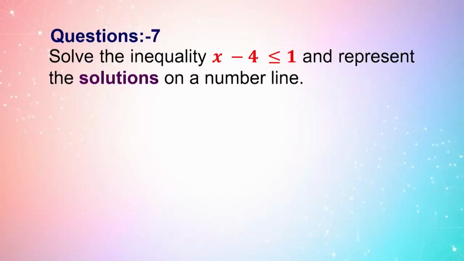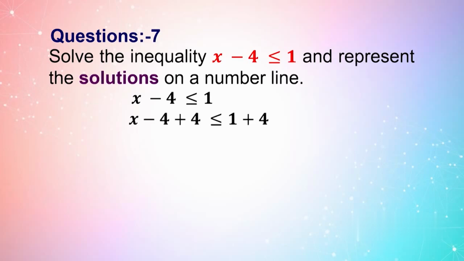What is question number 7? Solve the inequality x minus 4 is less than or equal to 1 and represent the solutions on a number line. Solve the inequality x minus 4 is less than or equal to 1. Then you know first you have to write this inequality. Now you can remove this minus 4. Add plus 4 to both sides. Then x is less than or equal to 1 plus 4, 5.